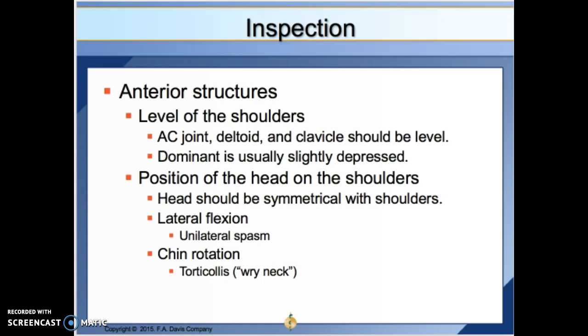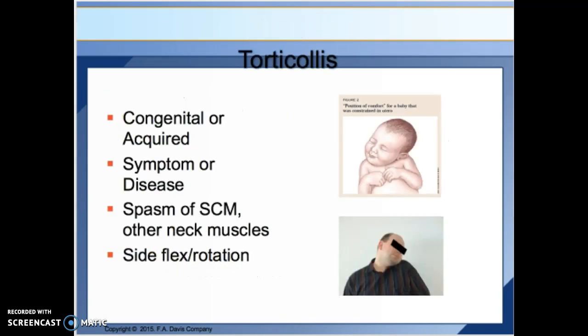At the anterior, looking at the level of the shoulders, the position of the head. Don't forget that torticollis is where we have a spasm of the SCM, and that will cause the chin to rotate as well as appear to be side flexed. Okay, and there's some pictures of that.